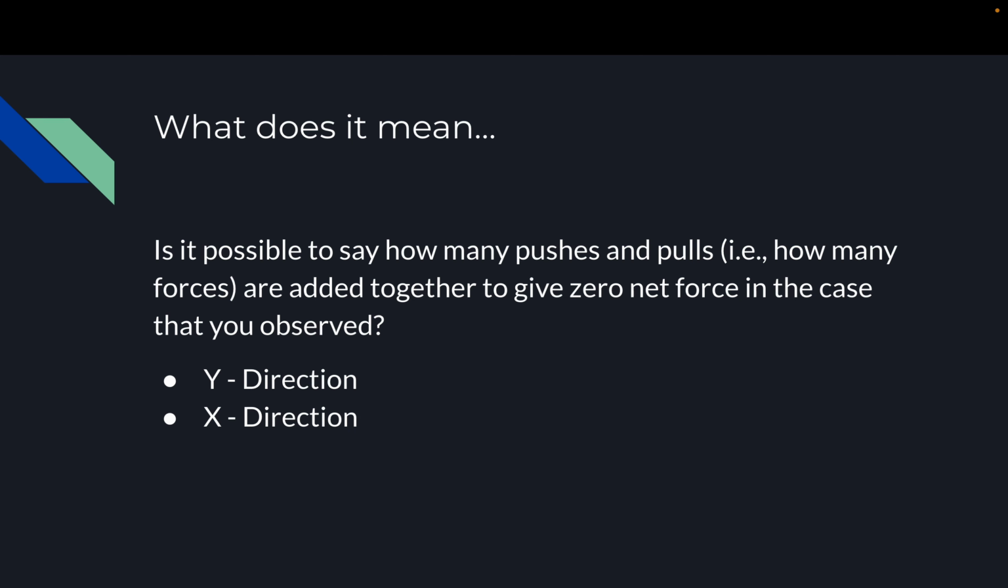And in the x direction, ideally it would be no net force to keep constant velocity, but in real life there could be friction, the friction within the bearings and the wheels. So there's too many factors to realistically give an answer of how many pushes and pulls are affecting that.